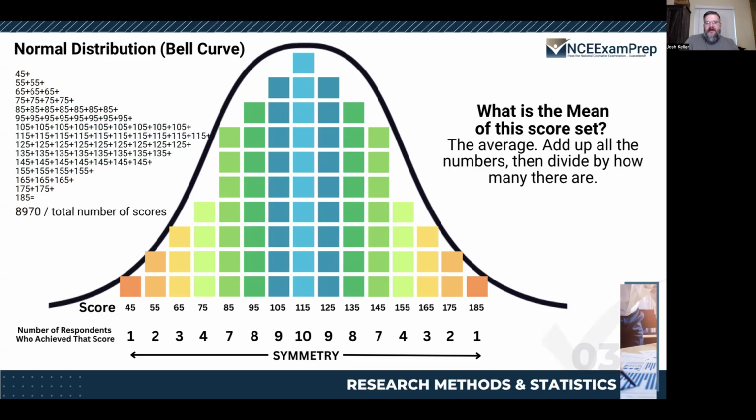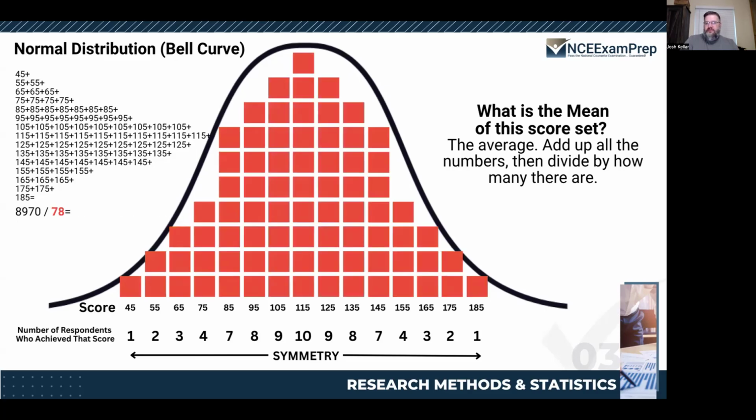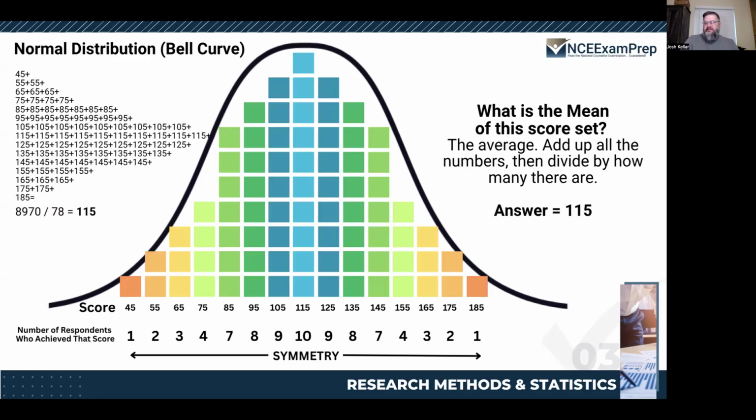And then we have to divide that by the total number of scores, which basically means if there were only 8,970 points awarded, and they were distributed evenly to all 78 participants, we'd have 115 as the average score for each participant. Okay.